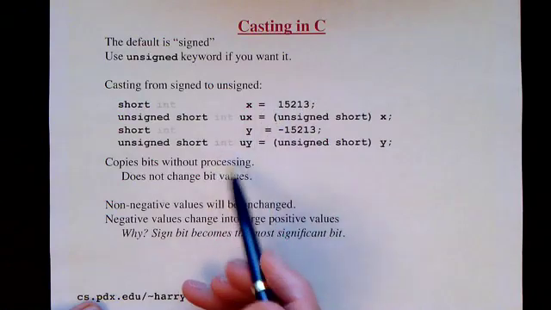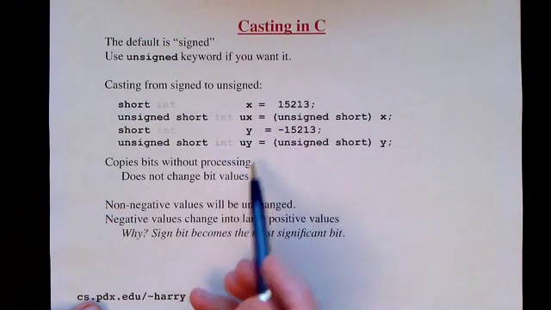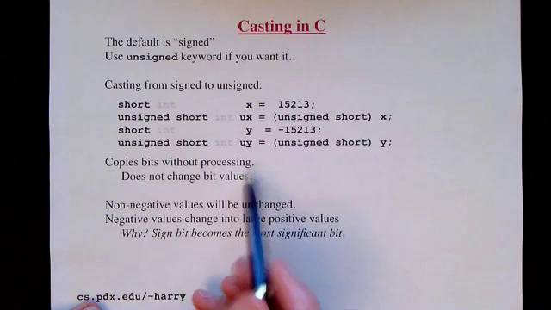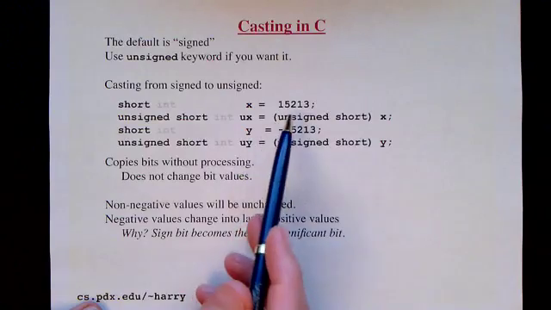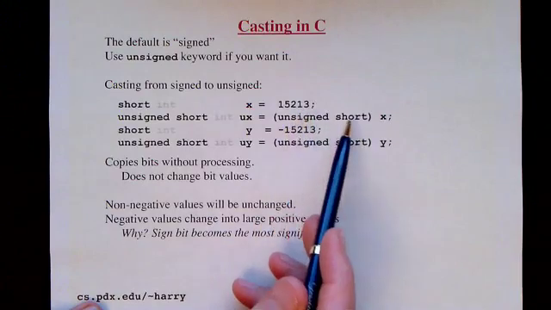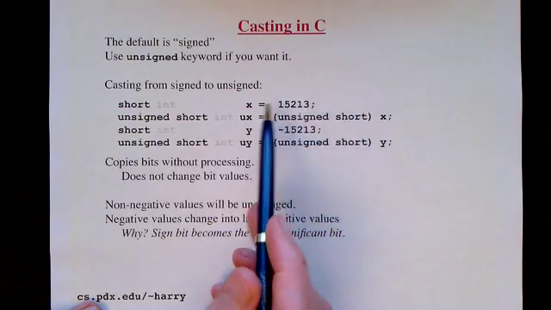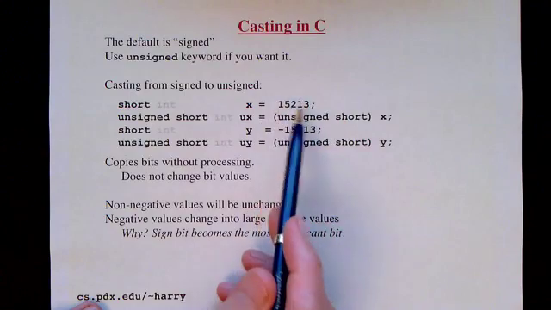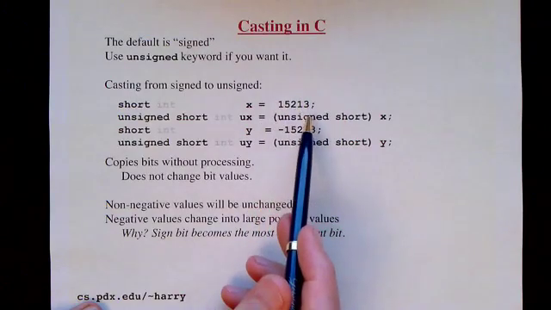We copy the bits without processing, and so we don't change the actual bits in the number. The number of positive numbers that an unsigned can represent is a lot larger than what a signed can represent. So if you've got a positive number, you can always squeeze it into an unsigned number.